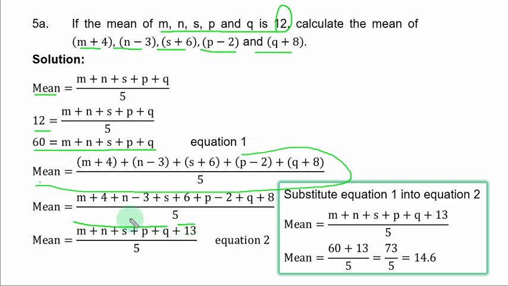Already in equation 1, from m to q is equal to 60. So you simply substitute equation 1 into equation 2. This is equation 2. From m to q is 60, so the mean is equal to 60 plus 13 over 5. That is 73 over 5. If you divide, you have 14.6.